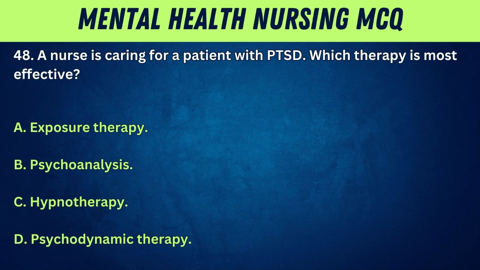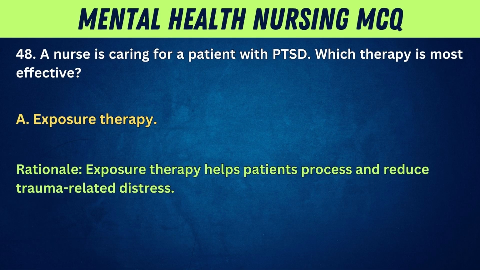48. A nurse is caring for a patient with PTSD. Which therapy is most effective? A. Exposure therapy. B. Psychoanalysis. C. Hypnotherapy. D. Psychodynamic therapy. Answer. A. Exposure therapy. Rationale. Exposure therapy helps patients process and reduce trauma-related distress.